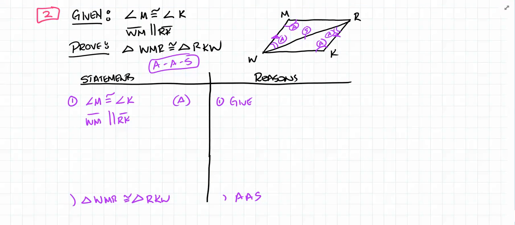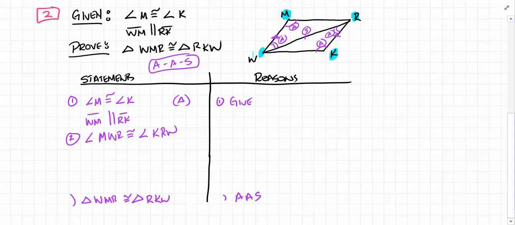What else do I need? I need another angle. So what's it going to be? Angle WM is... No, I know that WM and RK are parallel. I just said that. It's given to me. Oh, it's MWR. There you go. MWR is congruent to KRW. So think about it. Look what I'm doing. M to W to R. So I have to go K, R to W. That's the corresponding angle. Okay?